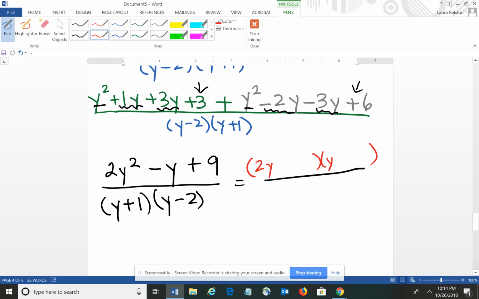I could do 6 and 3. That doesn't work. 2 and 9. That doesn't work. So it doesn't appear that this factors. And since it doesn't factor, there's nothing else to simplify out. So your final answer is 2y squared minus y plus 9 all over that common denominator of y plus 1, y minus 2.